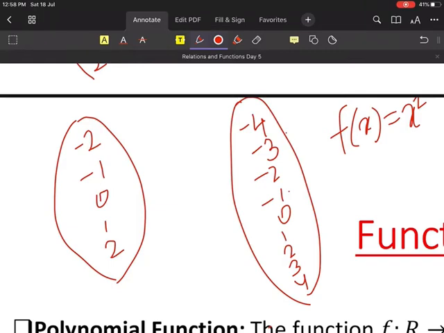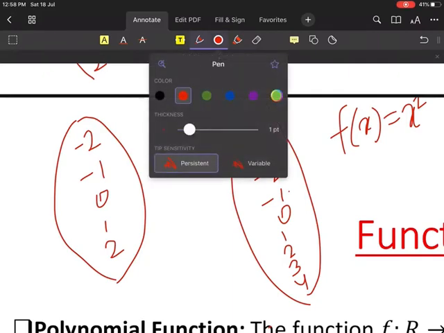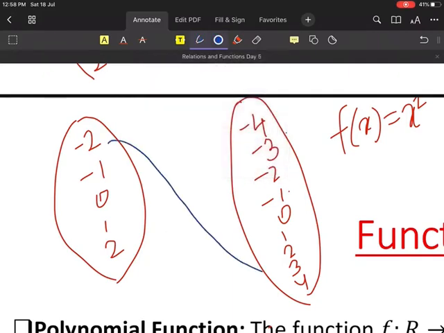Can anybody tell me now? Let's do the mapping. f(x) equal to x square. -2 will be mapped with which one? Let's see. Who can tell me? 4. Very, very good. -2 will go to 4 because f(x) equal to x square. -2 whole square is 4.